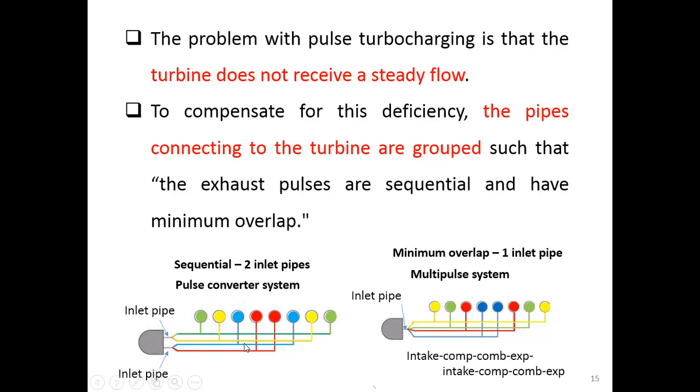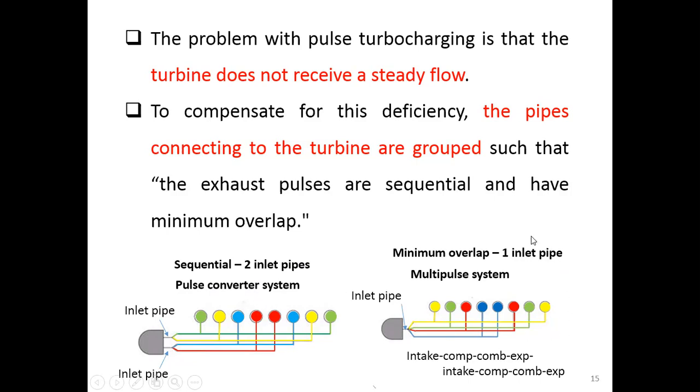And then the next one now, instead of this blue cylinder, it's going to be a red cylinder that will fall into the turbine through the second inlet pipe, right? So this is the sequence of how each exhaust flow from each cylinder will flow into the turbine by using two inlet pipes. It alternately flows between the first and the second inlet pipe to the turbine. Okay, this is what we call the sequential two inlet pipe pulse converter system.